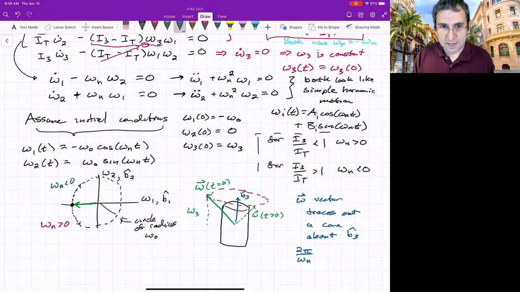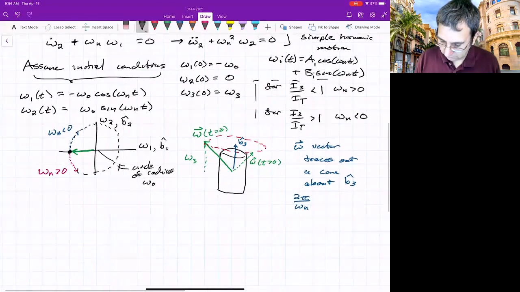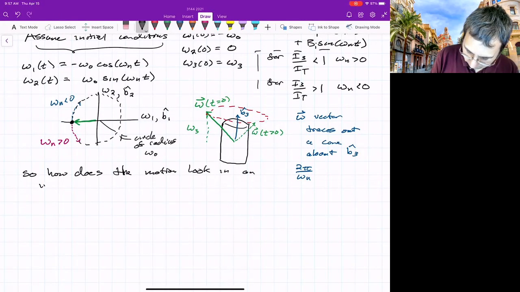That doesn't tell us yet what the motion looks like in three-dimensional space. It just says, here's how the angular velocity vector changes. This is a free rigid body. There's no moments, but the angular velocity vector does change. It's moving around in the body fixed frame. So how does the motion look in an inertial frame?